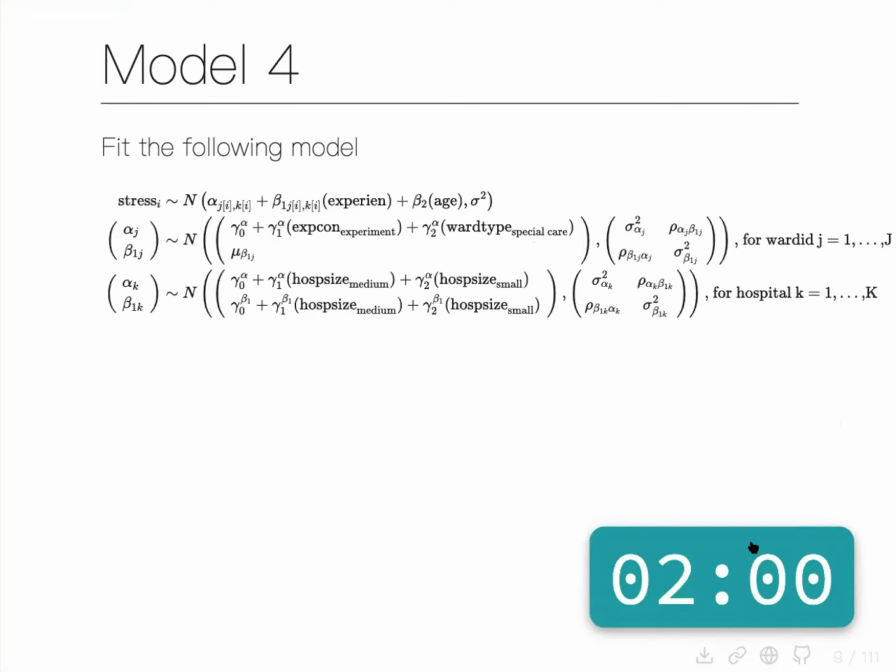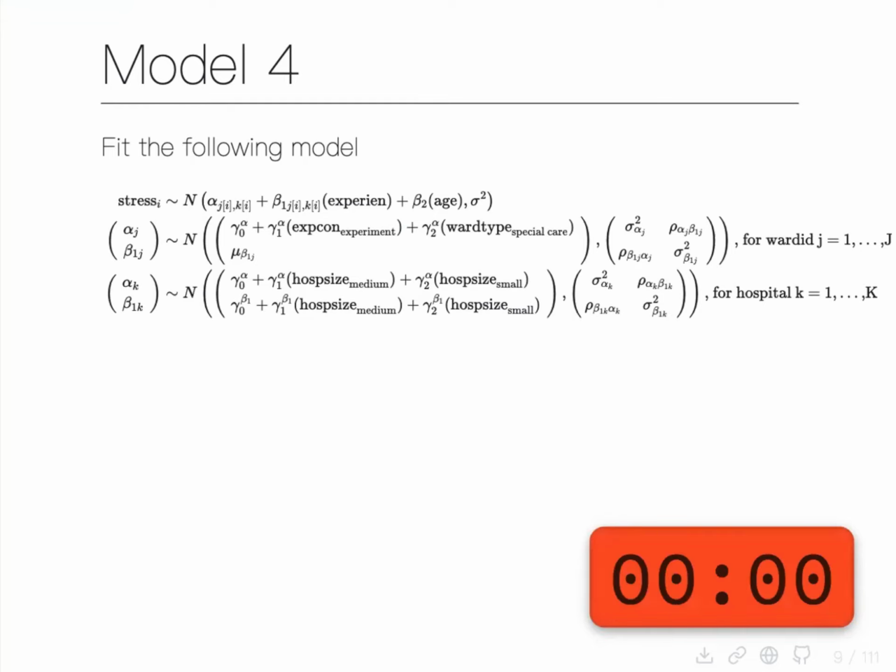All right, let's try this one. Okay, here we have intercept and slope for experience, randomly varying at both levels. We have age again, but now we have ward type entered as a predictor at the ward level, and then we have hospital size entered as both a predictor of the intercept and a predictor of the slope for experience.